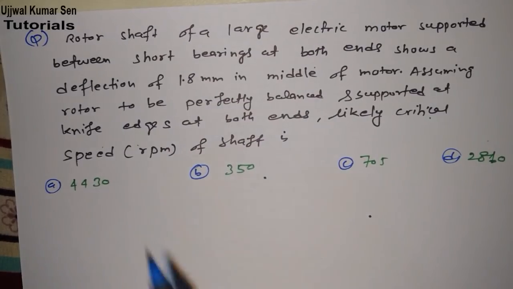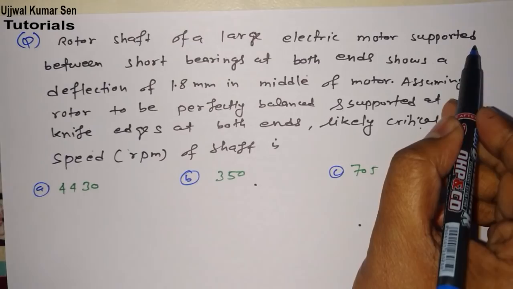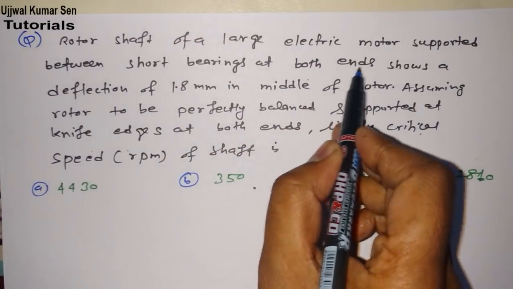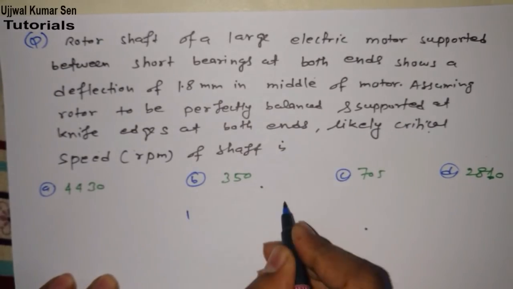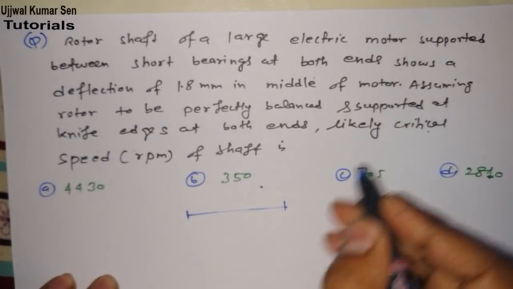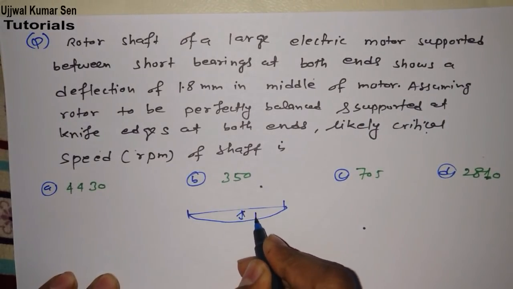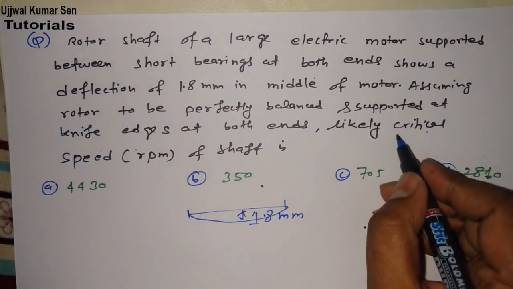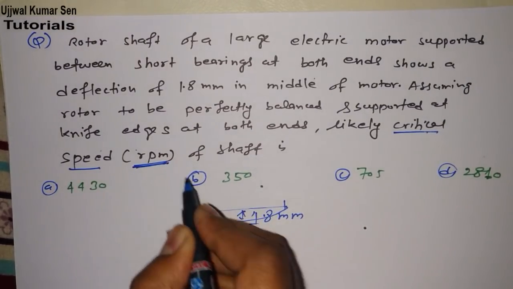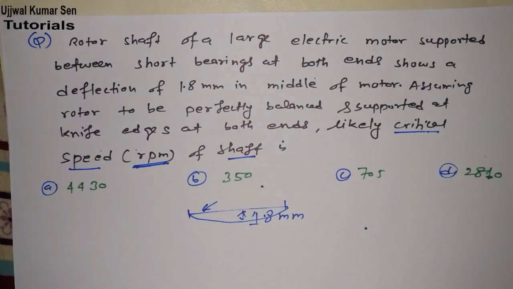In this question it is written that a rotor shaft of a large electric motor is supported between short bearings at both ends. Suppose that it is supported at both ends, and its deflection shows 1.8 mm in the middle of the motor. Assuming the rotor to be perfectly balanced and supported at knife edges at both ends, find the likely critical speed of the shaft. So what we have to find out is the critical speed, again in RPM of the shaft.